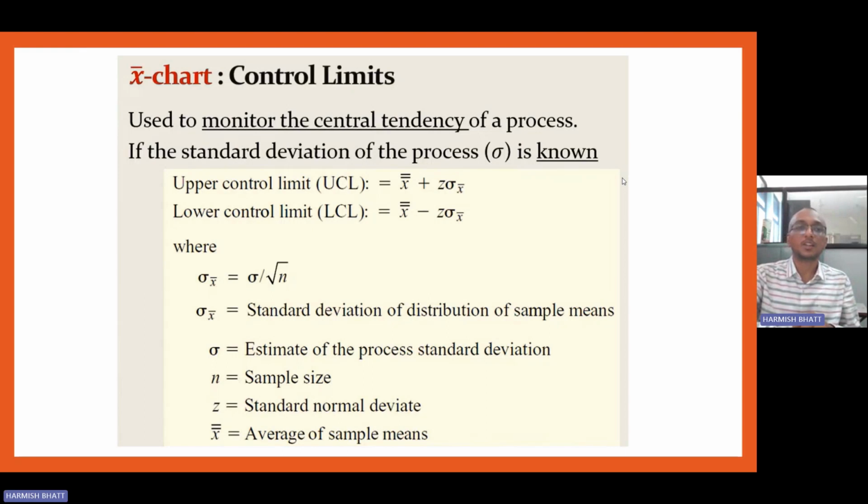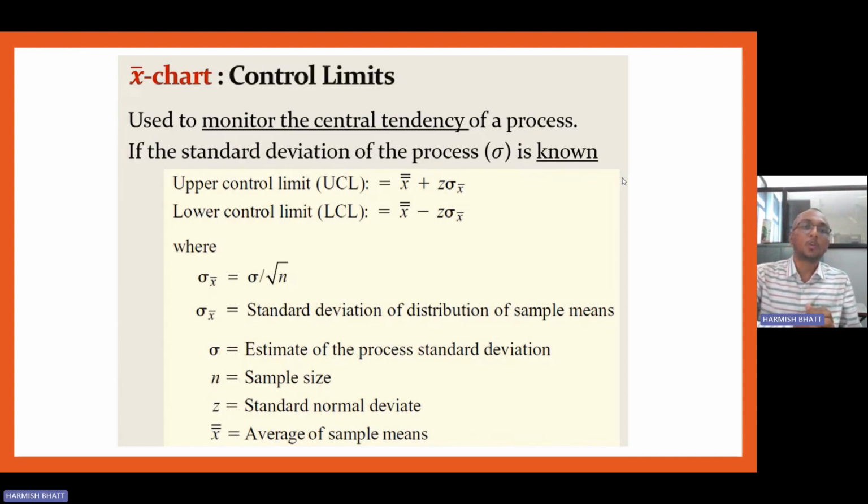So basically the X bar chart is used to monitor the central tendency. It means we will be taking the mean value as a reference line. Then the upper control limit and lower control limit will be found out. Okay, and in this first case, we are considering that the standard deviation sigma has been given to us. So how to find out the upper control limit and lower control limit when the standard deviation sigma has been given to us?